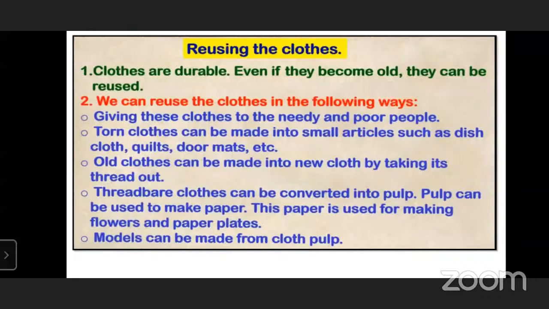See, this is the reusing of the cloth. This paper is used for making flowers and paper plates. Models can be made from cloth pulp. We can also make models of it.